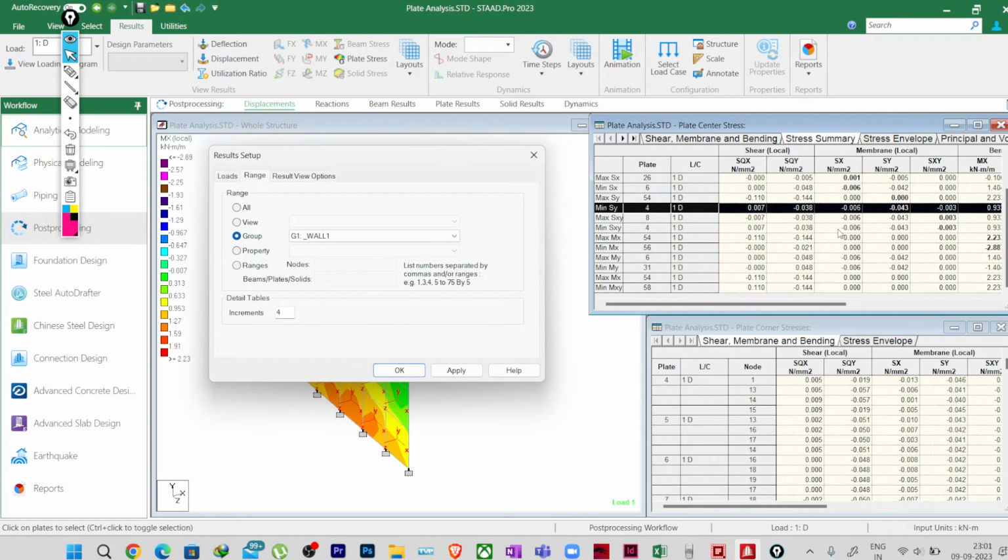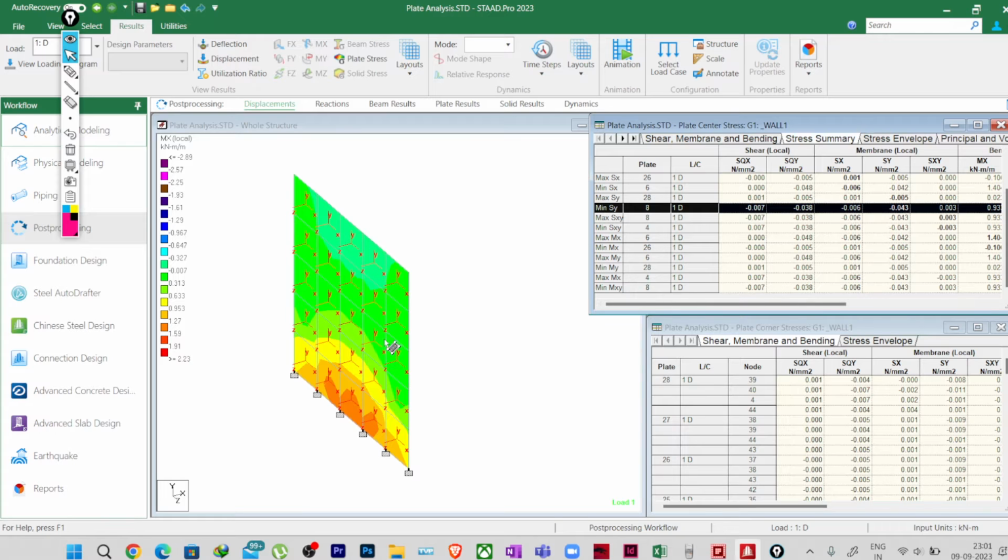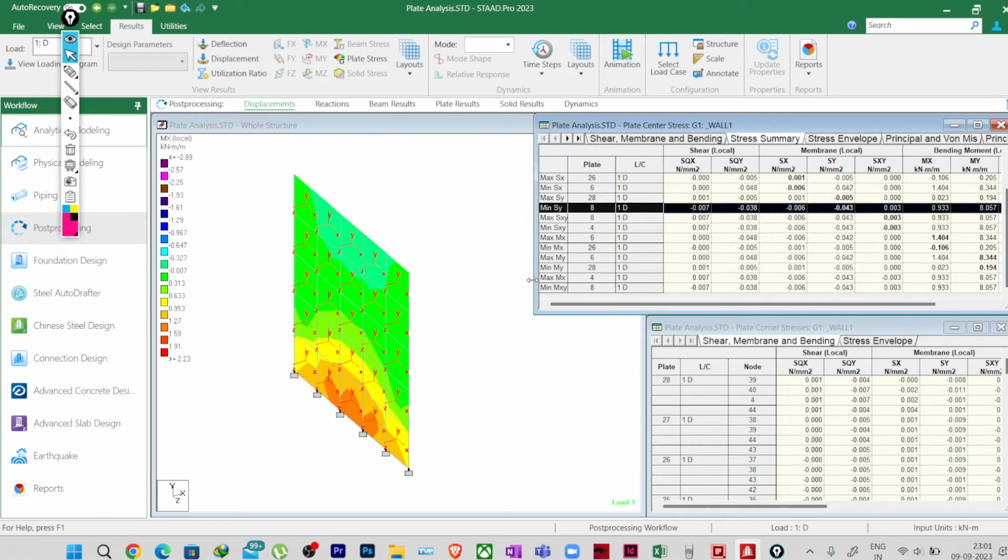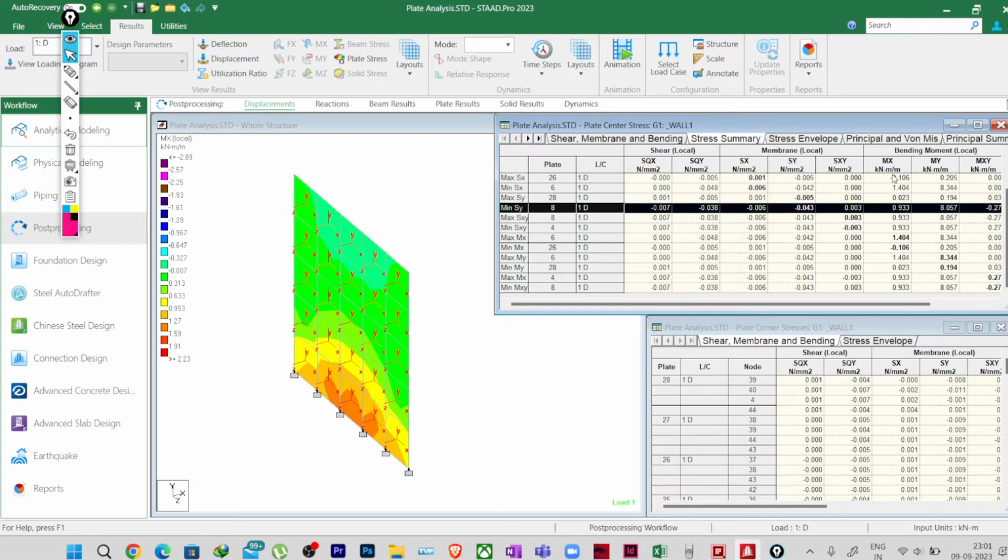When we see the stress summary, it is giving the summary for all the elements present in this particular view. Whatever is the maximum value for all the elements, it is giving initially. So you just have to group the elements for which you want to see the result, and then click OK. Now we are seeing the result only for this wall 1. You can see Mx, two values are maximum. One is 1.404, another one is 0.106. One is a positive value, another one is a negative value. So what do you understand from this?